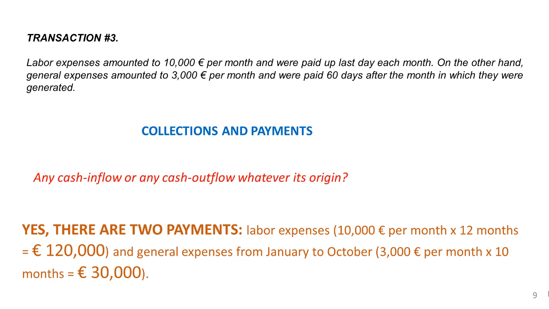Yes, there are two payments. Labor expenses amount to 10,000 euros per month, and they are paid in the same month that they are accrued. Copen therefore paid 120,000 euros for labor expenses in 2016. On the other hand, general expenses amount to 3,000 euros per month. However, general expenses are not paid on a cash basis, but Copen has to pay for them 60 days after they were generated. Thus, in 2016 Copen only paid the general expenses corresponding to the period January-October, which amount to 30,000 euros. The payment of the general expenses accrued in November and December is pending at the end of 2016.